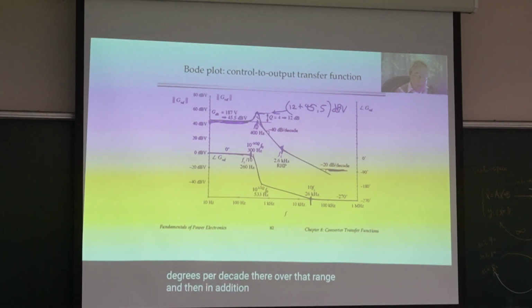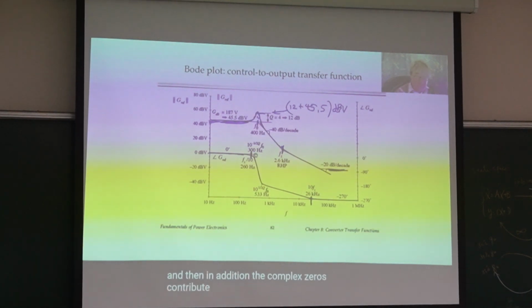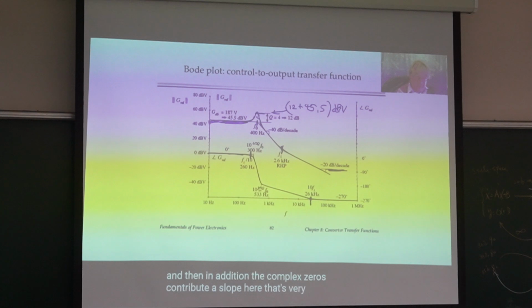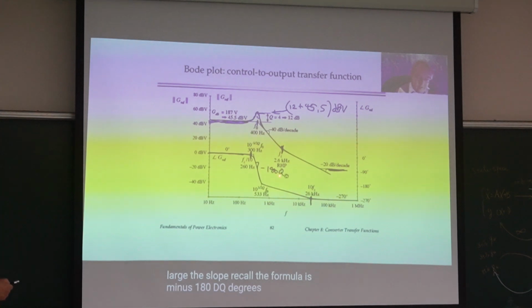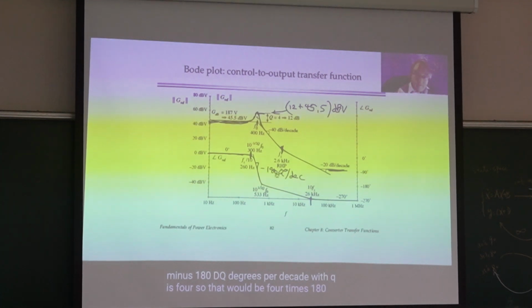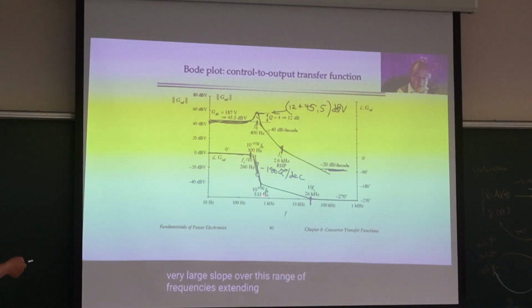And then, in addition, the complex zeros contribute a slope here that's very large. The slope, recall the formula, is minus 180 degrees per decade. The Q is 4, so that would be 4 times minus 180 degrees per decade. So we get a very large slope over this range of frequencies. It is basically huge.